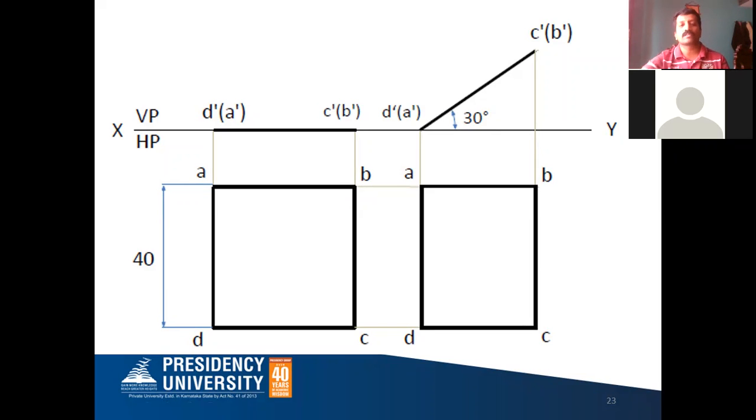That's what I told. So in the initial position you have drawn the top view, the true shape diagram, and then you have tilted it like this. The top view will be a rectangle. That's what you can see.